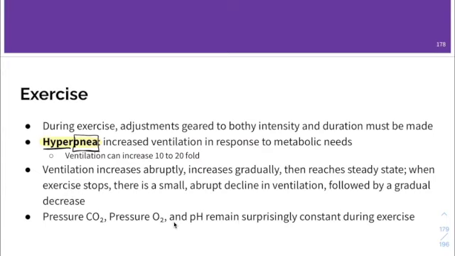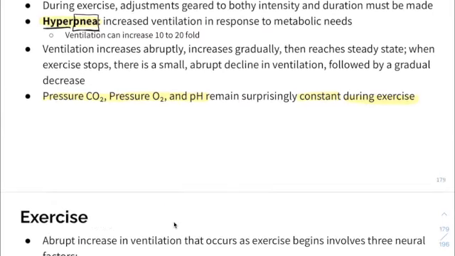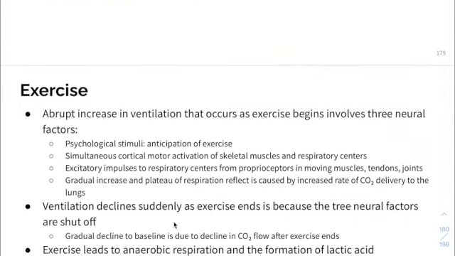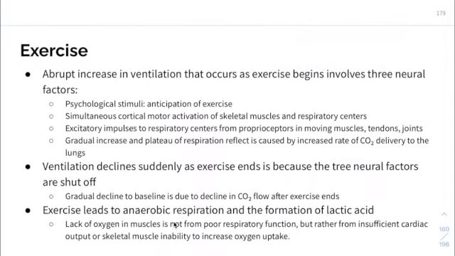But your body is really good at maintaining carbon dioxide, oxygen, and pH during exercise. They stay pretty consistent the entire time, which is very helpful with being able to breathe and being able to exercise and do what you want to do, have enough oxygen in your system. So it causes you to start breathing really quick, like increase ventilation quickly once you start exercising.